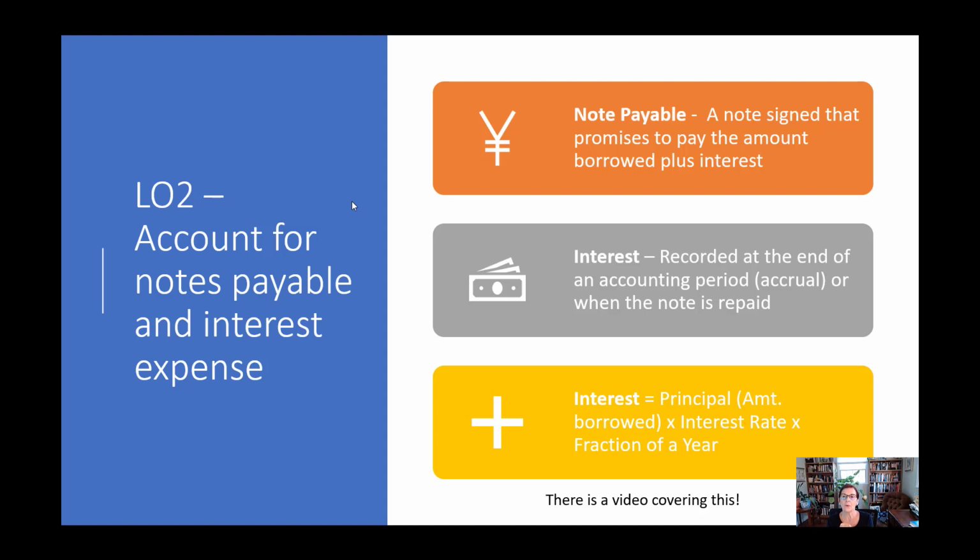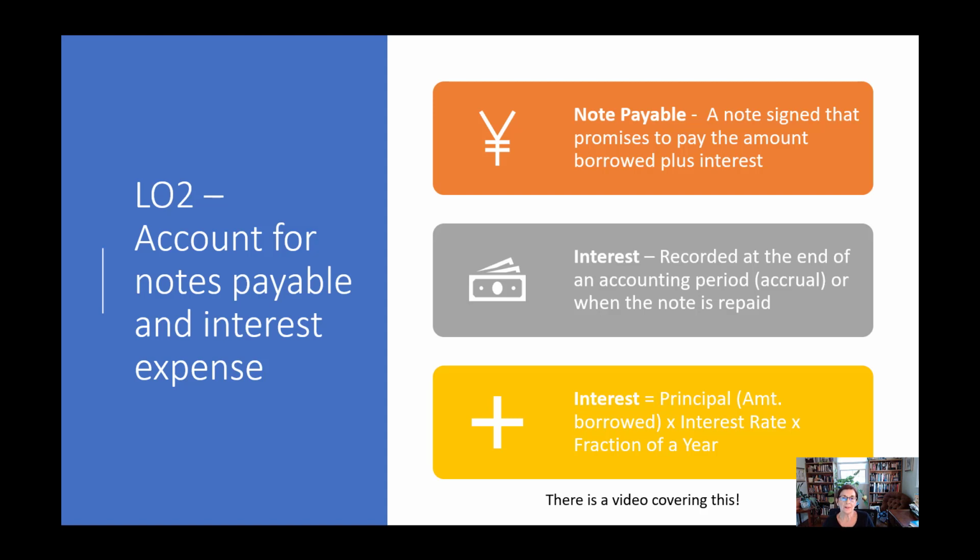Okay, so from a practical standpoint, what that means is you're not going to record interest every day, of course. The interest, remember, could be an adjusting entry. So if a financial statement date comes before you repay your note, then you accrue interest at the end of the year. Or say it's only a 1 month note, then you're just going to record the interest when you pay it back. So practically speaking, it's usually either when the note is repaid or when you're preparing financial statements.